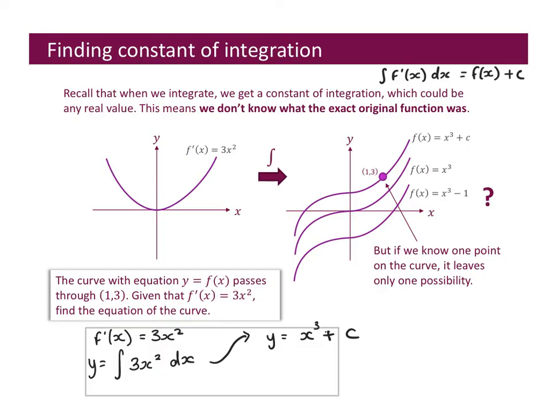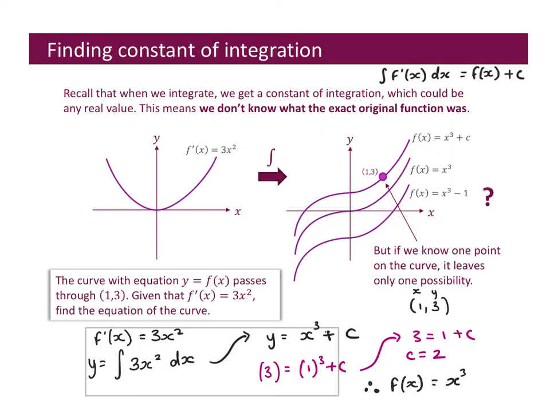It tells us it passes through the point (1, 3). Whenever we have a coordinate, we know our x value is 1, our y value is 3. So what I'm literally going to do is substitute that in. So 3 equals 1 cubed plus c. 3 equals 1 plus c. c equals 2. Therefore, the equation is f of x equals x cubed plus 2.